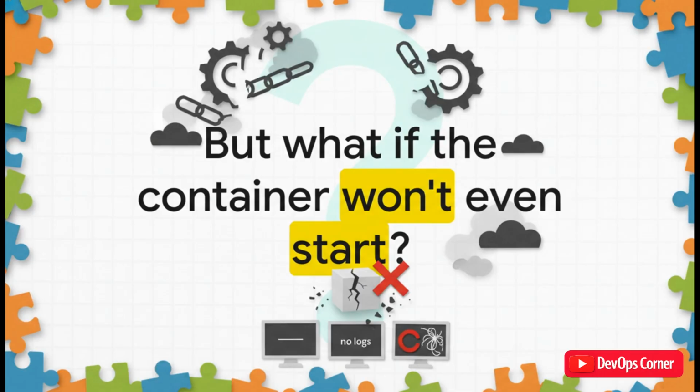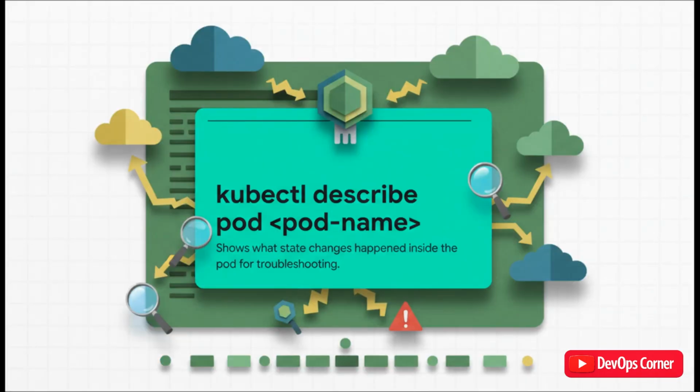What if your pod is stuck in a state like crash loop backoff or image pull back off? You might run kubectl logs and get nothing. Absolute silence, because the app never even got a chance to run. So where do you look now? This is when kubectl describe pod becomes your secret weapon.